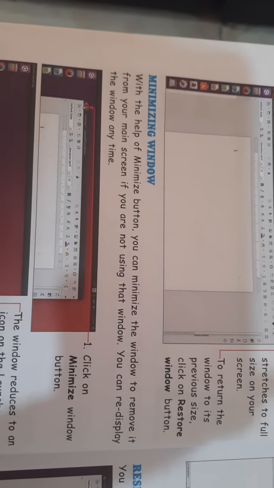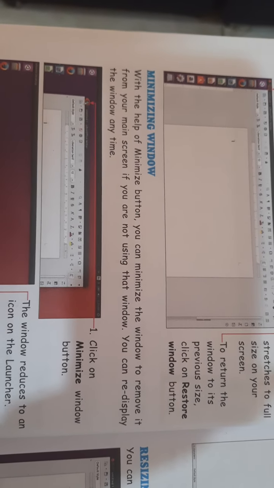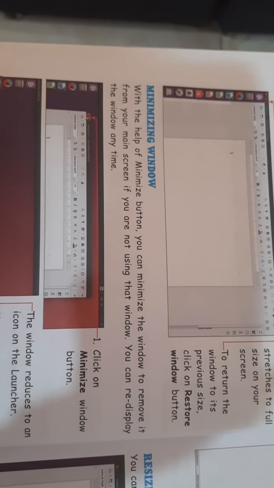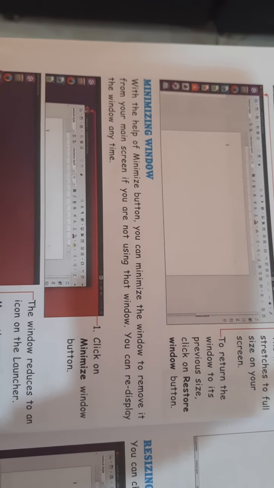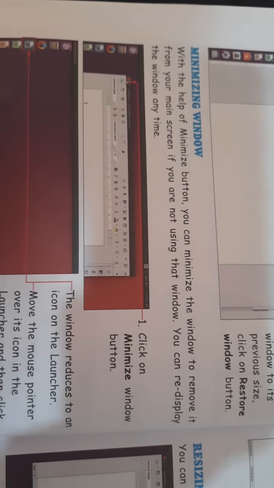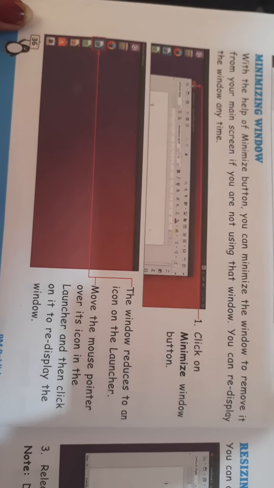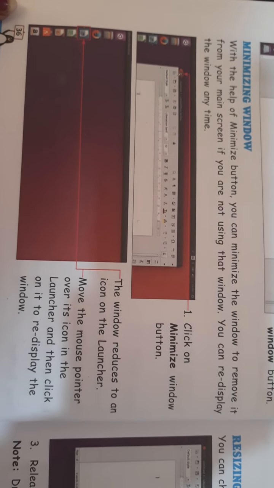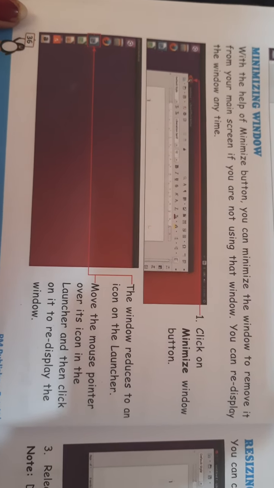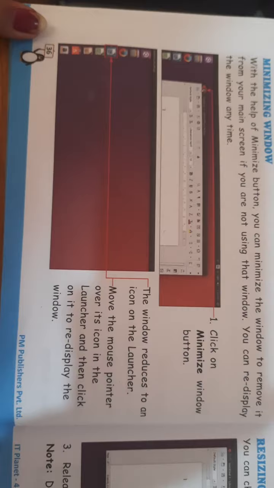With the help of the minimize button, you can minimize the window to remove it from your main screen. If you are not using that window, you can redisplay it anytime. For that, step 1 is to click on the minimize window button. The window reduces to an icon on the launcher. Move the mouse pointer over its icon in the launcher and then click on it to redisplay the window.